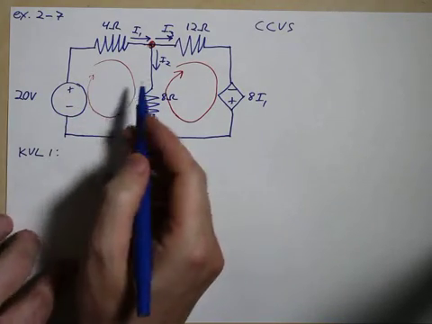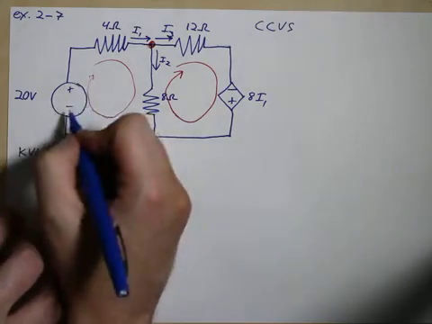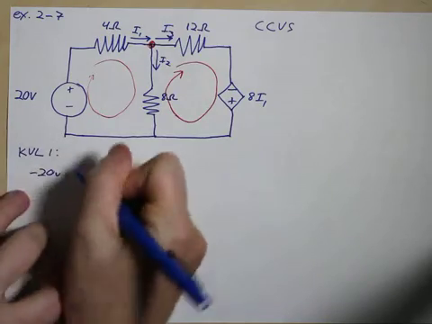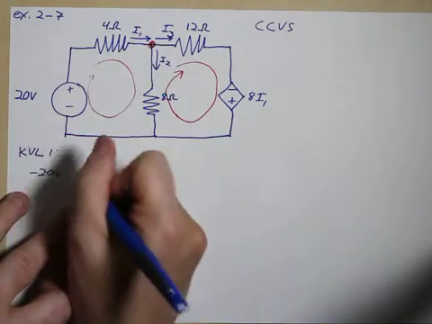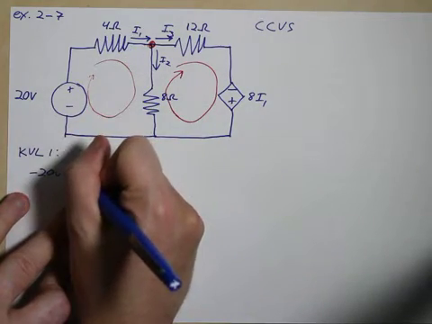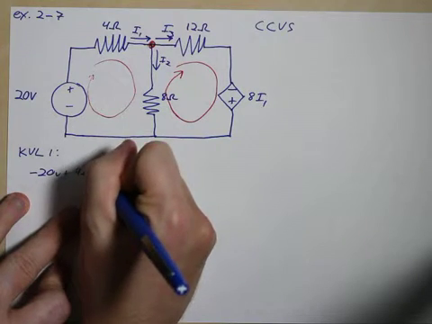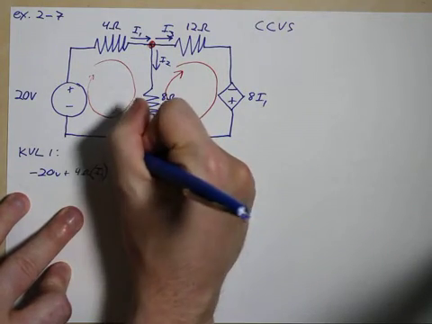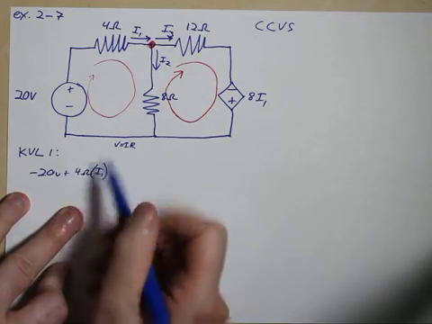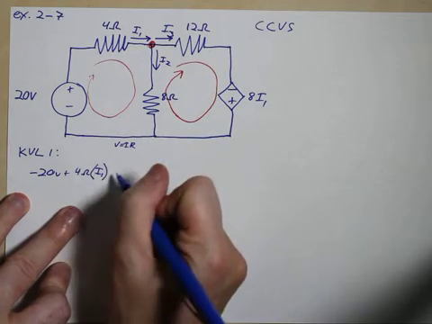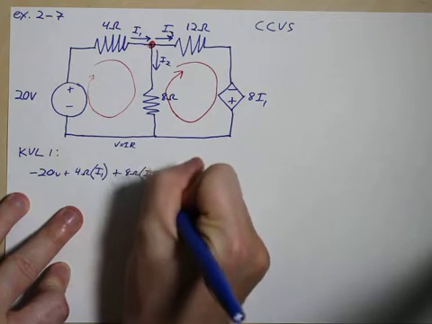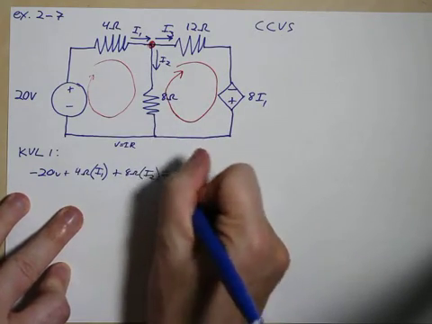KVL1 is this loop here. For this loop, we're going to go through the power supply first. So we're going to do a minus 20 volts. And then we're going to have this guy. So that's going to be plus whatever this is. This is going to be 4 ohm times I1, because remember V equals IR. Then we're going to continue down this loop. We're going to get 8 ohm times I2. And we're back to the beginning, so that's going to equal 0 there.